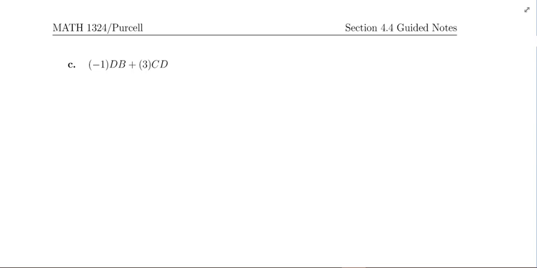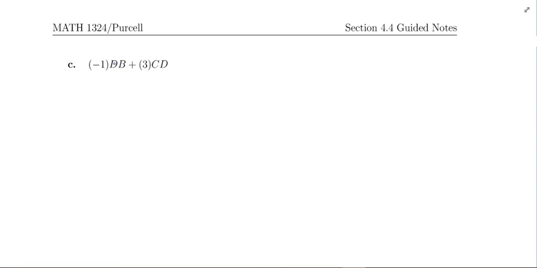In example 8C, the last example of this section, we are going to do kind of a combination problem. Take a look at it. You've got -1 times D times B plus 3 times C times D. So there's a lot going on here. You've got a combination of matrix multiplication, scalar multiplication, and addition, so you're going to have to follow the order of operations. There's a lot involved, so we're going to break it up step by step.